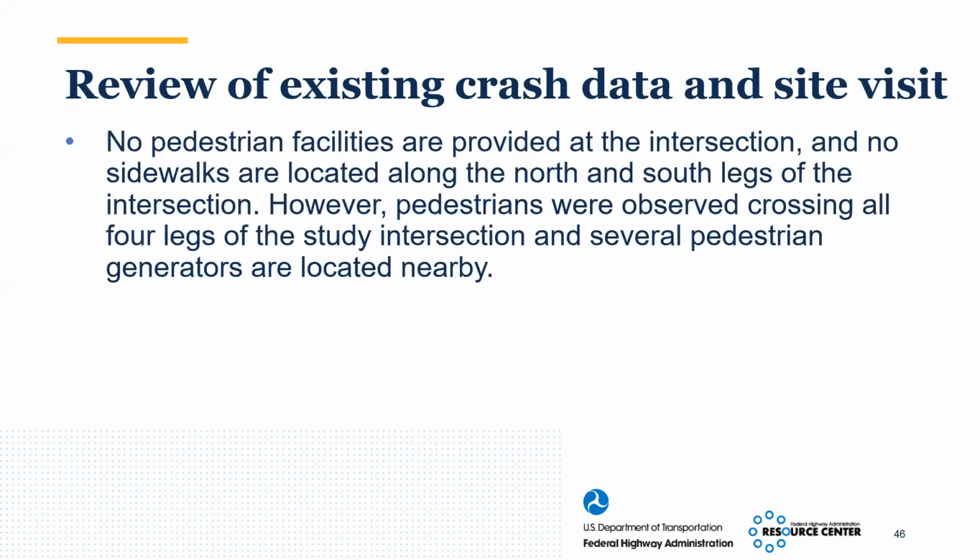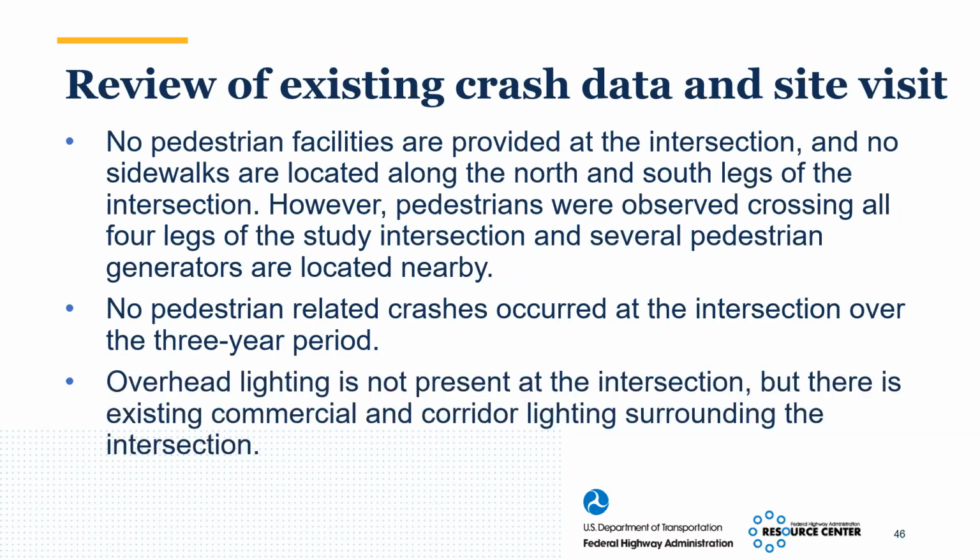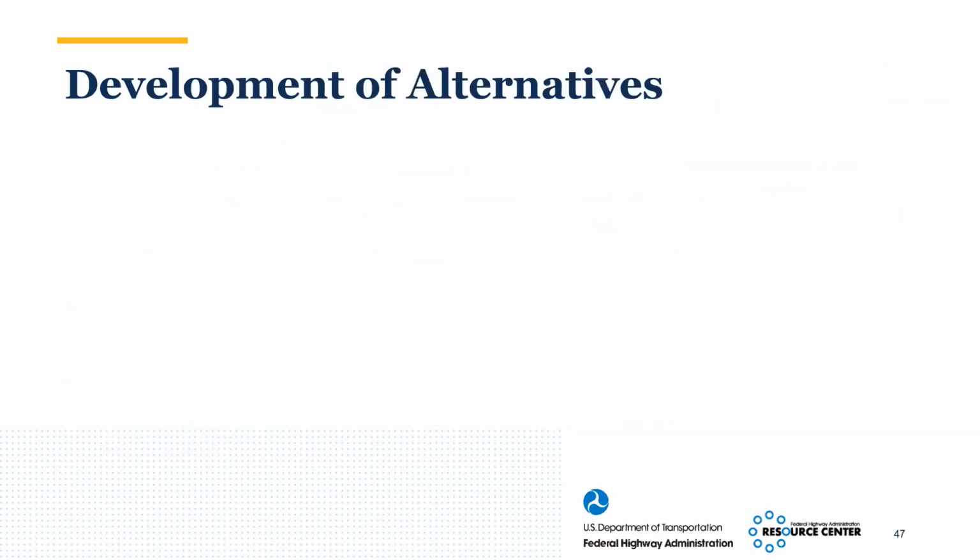As for pedestrian facilities, there are none provided and no sidewalk. However, it was observed that pedestrians were crossing all 4 legs of the current intersection. However, there were no pedestrian related crashes in the past 3 years prior to this analysis. And overhead lighting was not present at the intersection, but the existing commercial and corridor lighting was available.